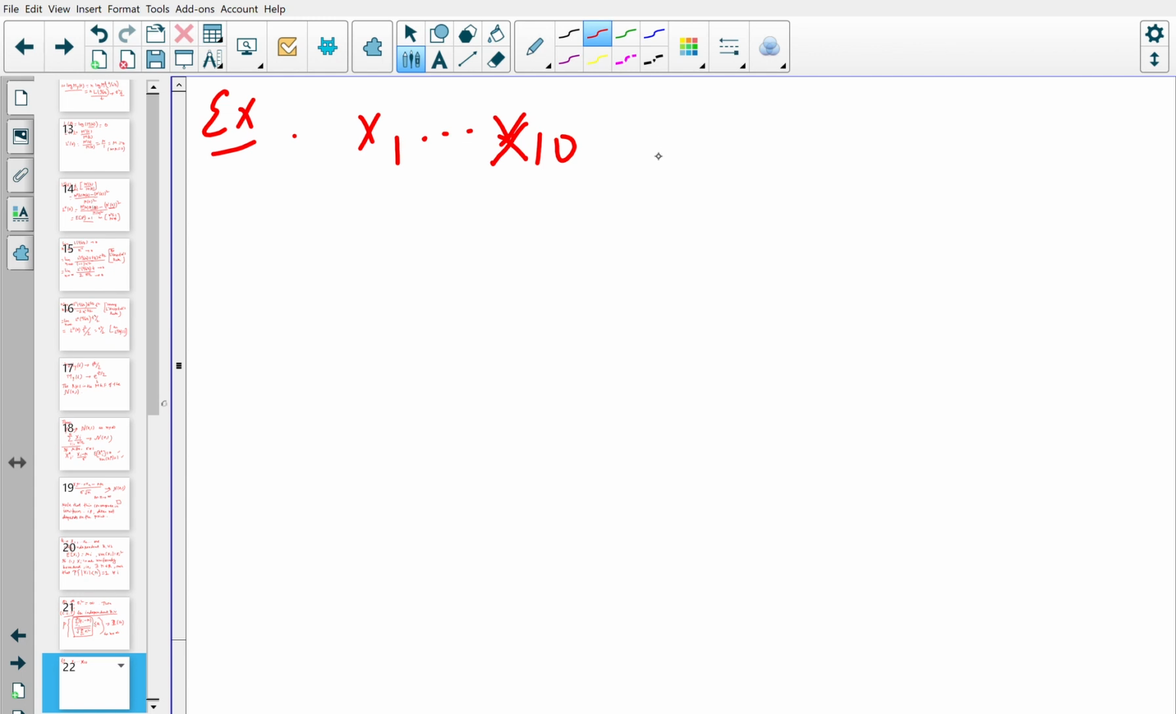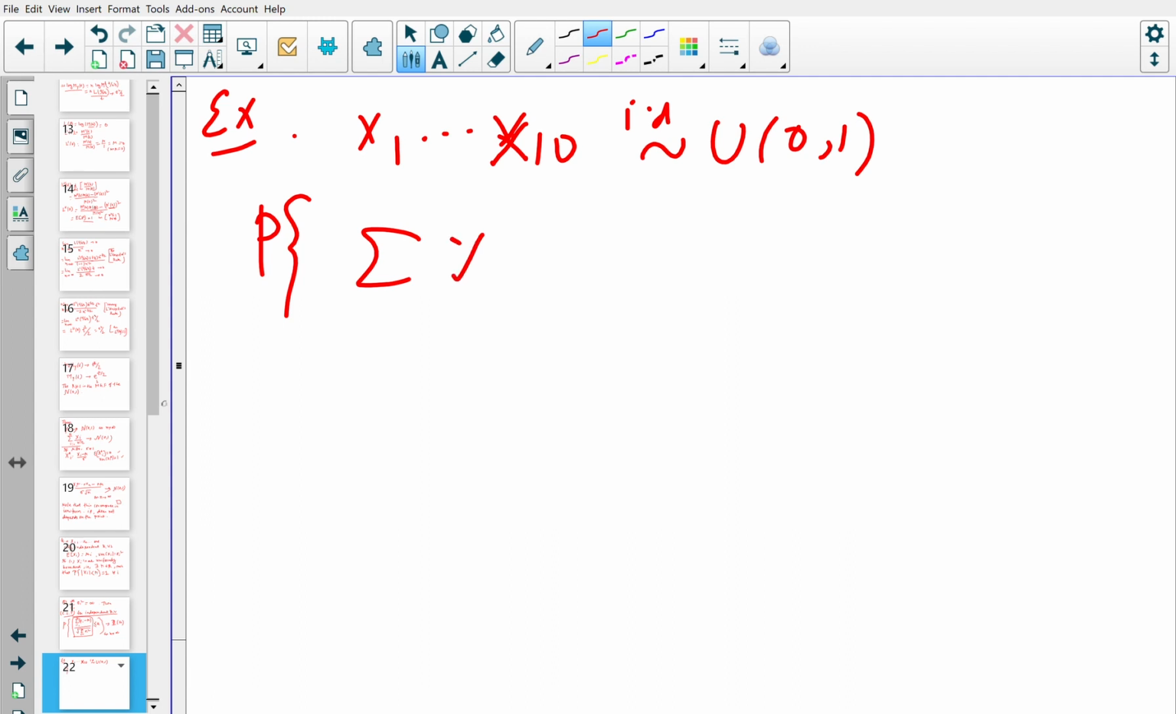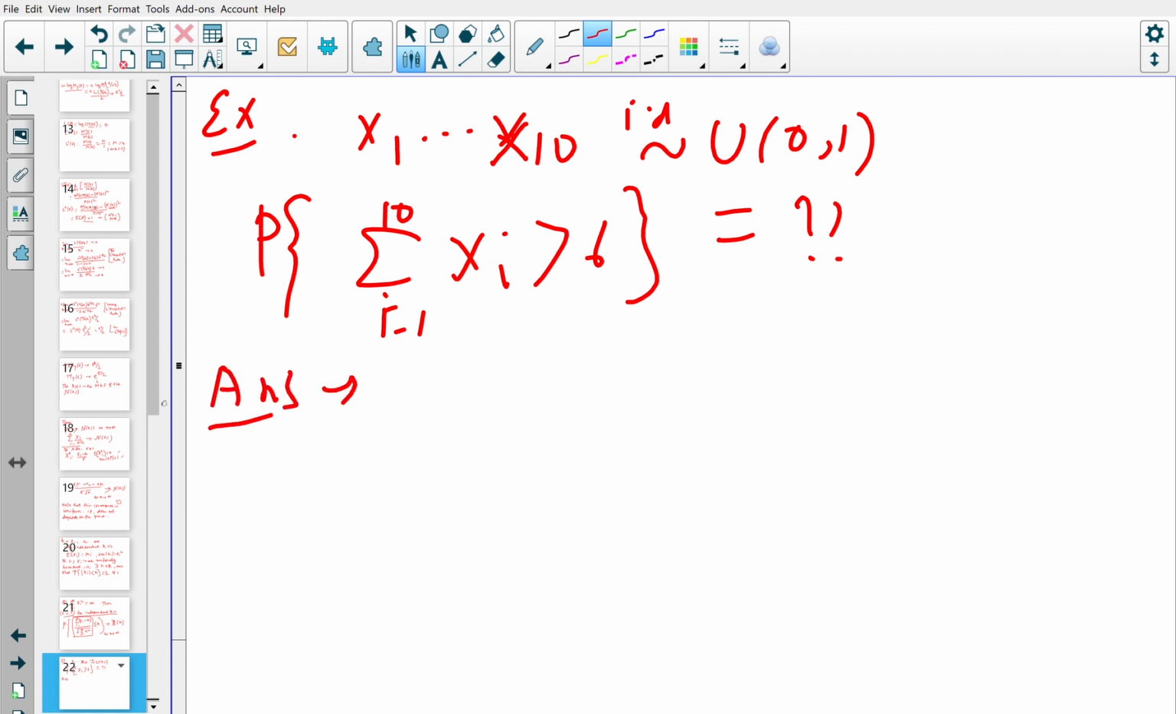And all of them are IIDs, uniform 0 1 uniform distribution. Okay, and I would like to know the approximate value of the probability that the summation of xi, i equal to 1 to 10, is bigger than 6. So what is the approximate value of this? Can we have the approximate value? The answer is yes. We'll use the central limit theorem.